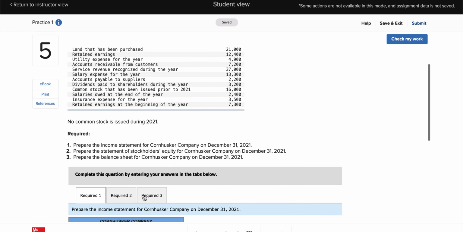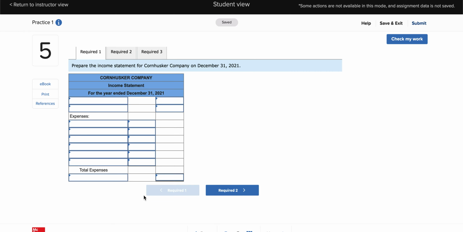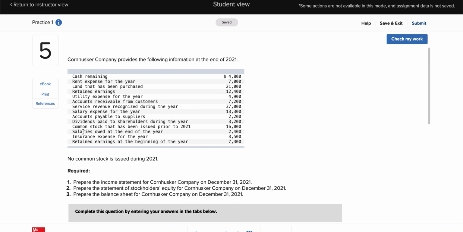The income statement. What goes on the income statement again? Revenues minus expenses. That's it. So you see a lot of items up here. The only thing I'm looking for are revenues and expenses.